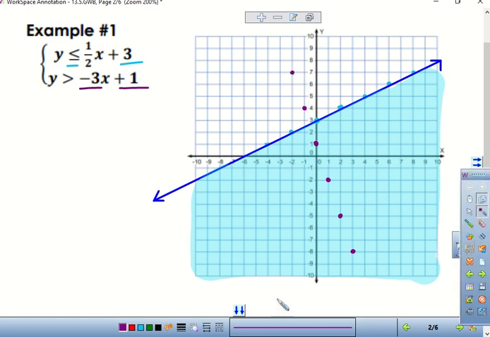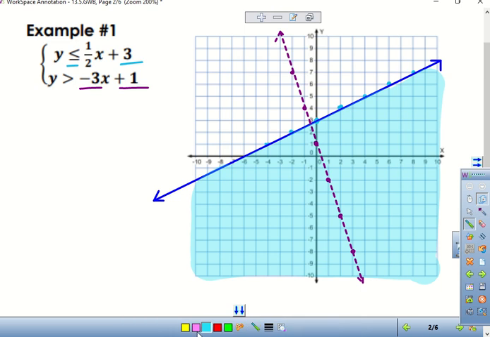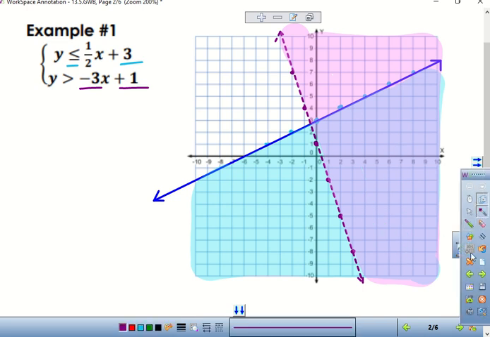And then I would determine if it's a solid or dashed line. What do you guys think? Dashed, because of the inequality. And then, are we going to be shading above or below? Above, because it's greater than. Alright, so now I'm going to talk about what all of this means.